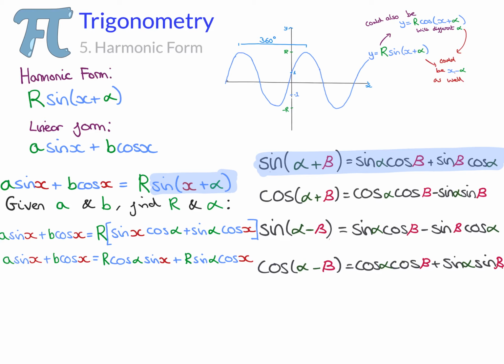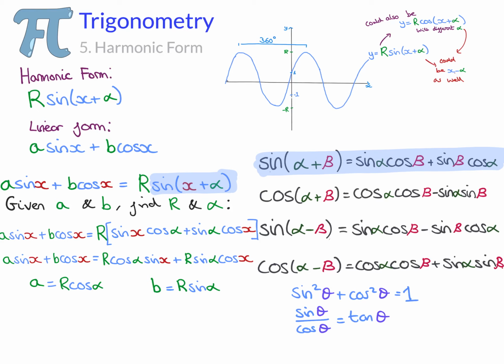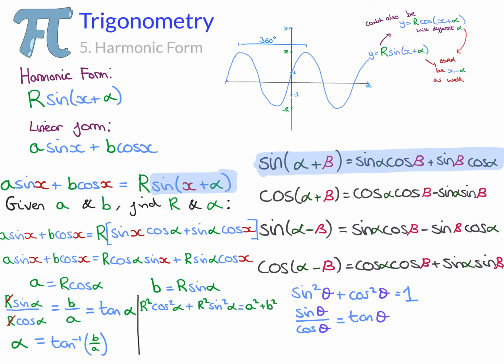Since we want our solutions to hold for all values of x, we can simply equate the coefficients in front of each sine x and cos x on either side of the equal sign, leaving us with two simultaneous equations. Now we must exploit some trig identities. To find alpha, we divide one equation by the other and replace the sine over cos for tan, which gives us this result. To find r, we must square each equation and add them together.